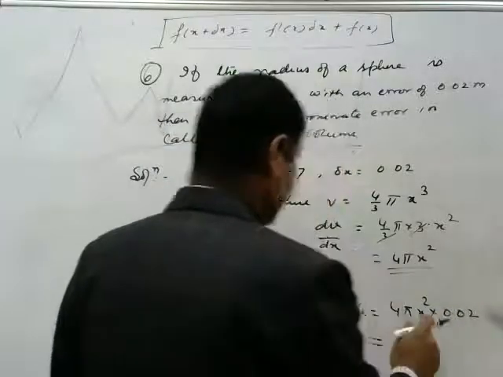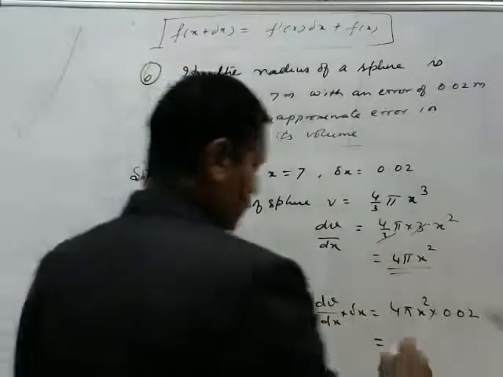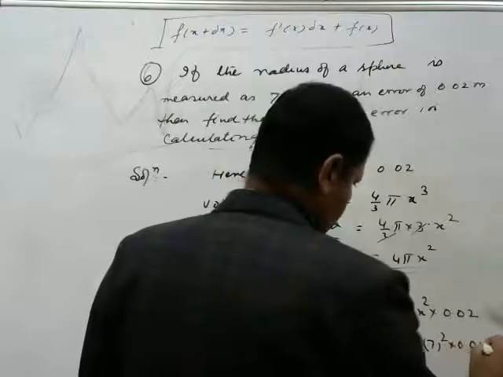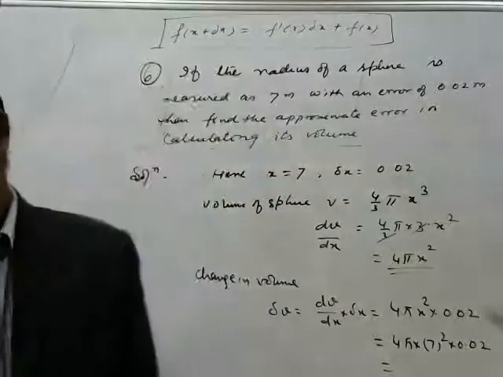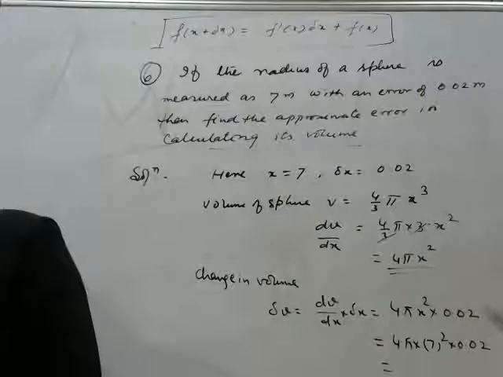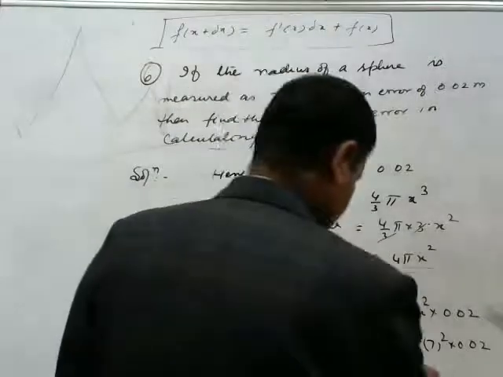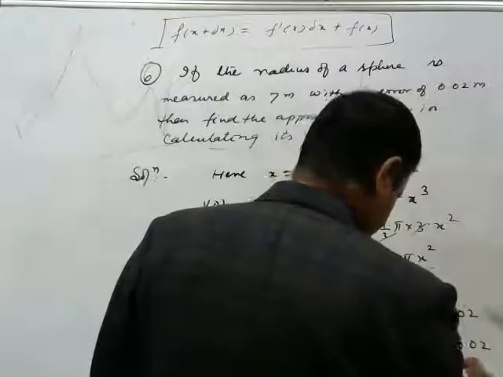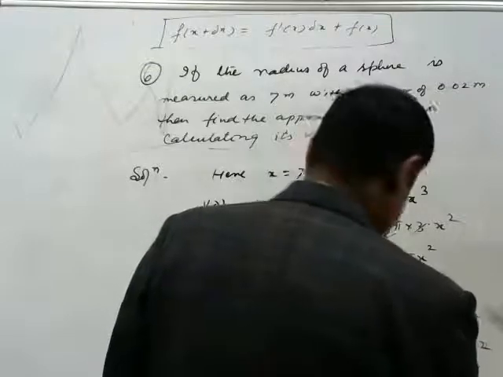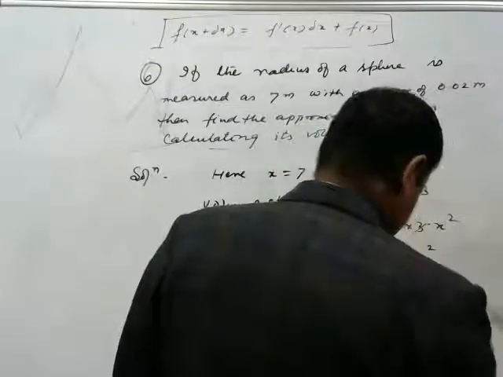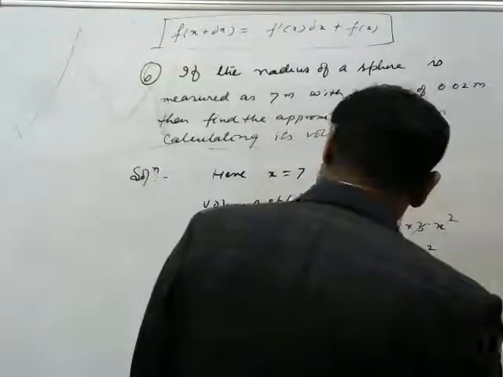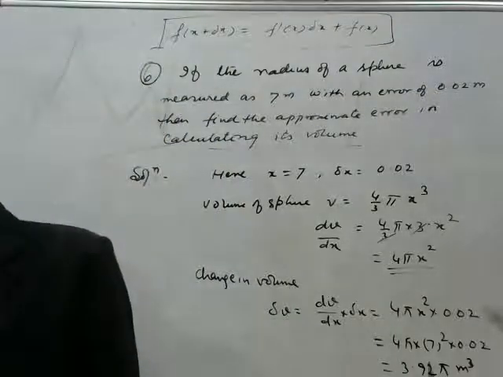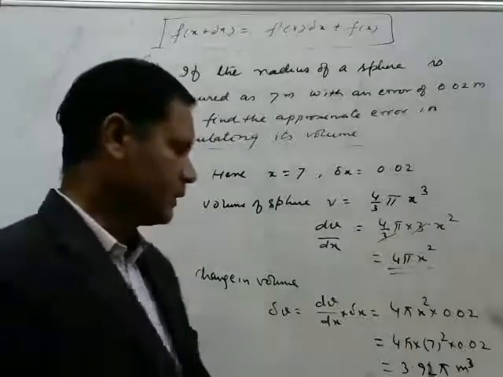Delta x is 0.02, and the value of x is given as 7. So now put the value: 4 pi into 7 whole square into 0.02, and that will give you 3.92 pi meter cube. Right, 3.92 pi cubic meter is the change in volume, the approximate error, and that is the solution.